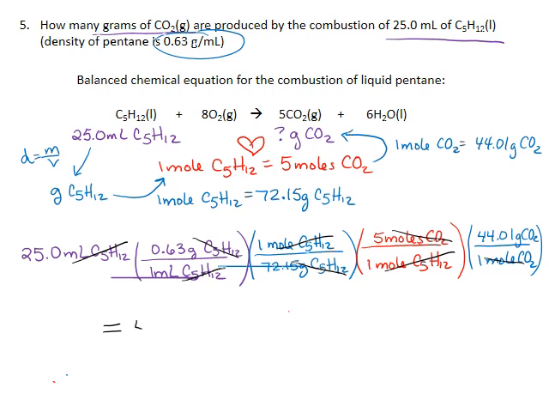Our calculator tells us that we have 48.0359 grams of carbon dioxide. We want to report this to 3 significant figures, so we'll round this to 48.0 grams of carbon dioxide.